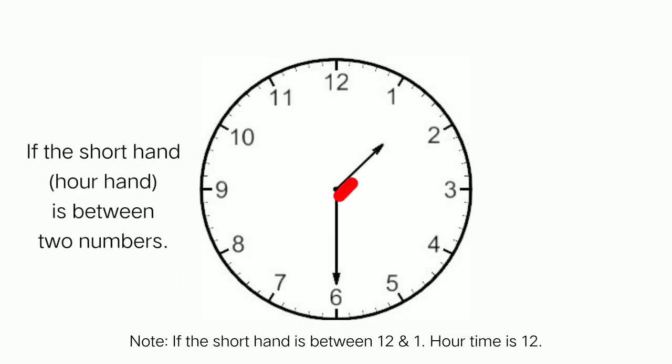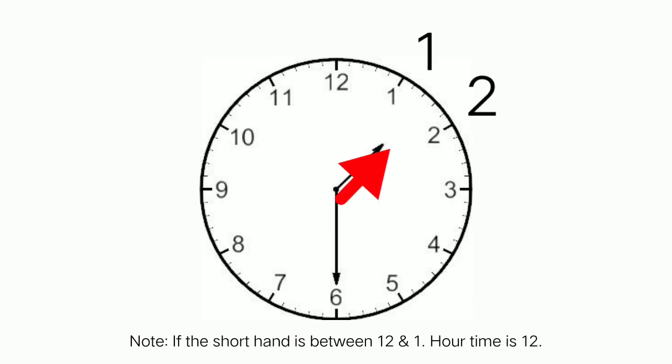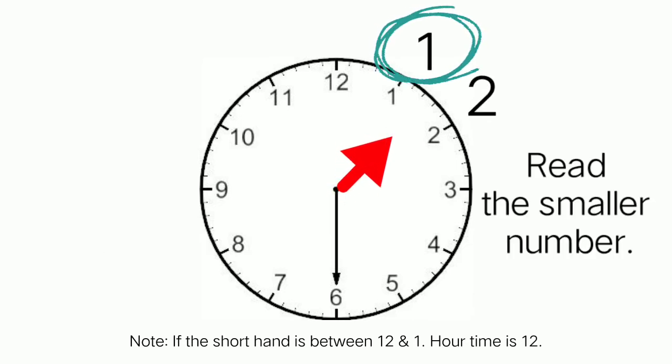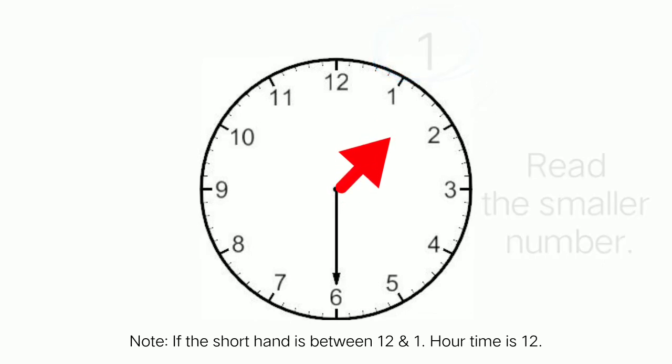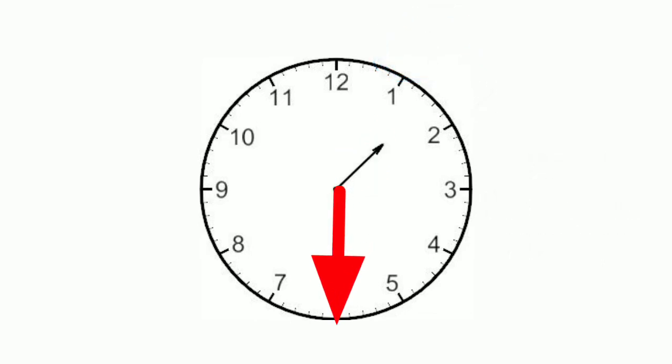If the short hand or hour hand is between two numbers, read the smaller number. When the long hand or minute hand is not pointing at 12, simply skip count by 5 to read the minute hand. The time is 1:30.